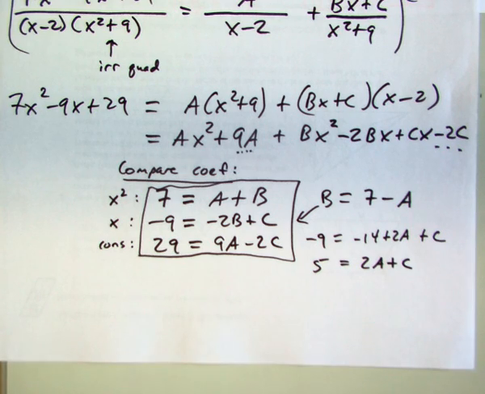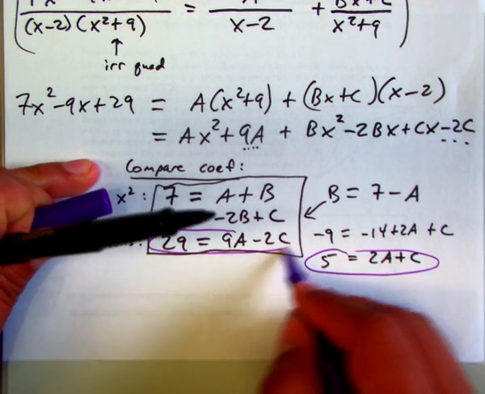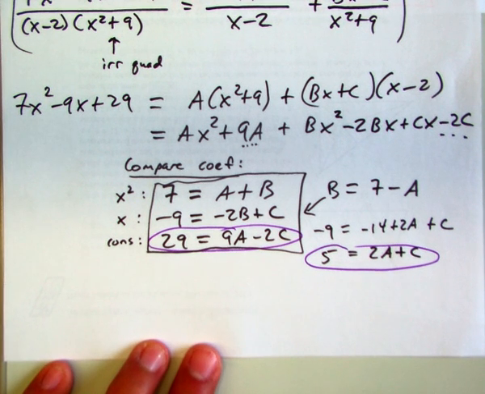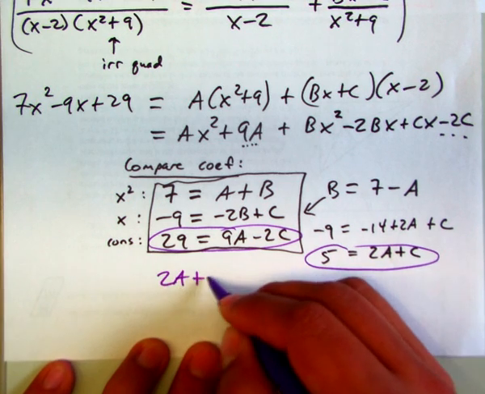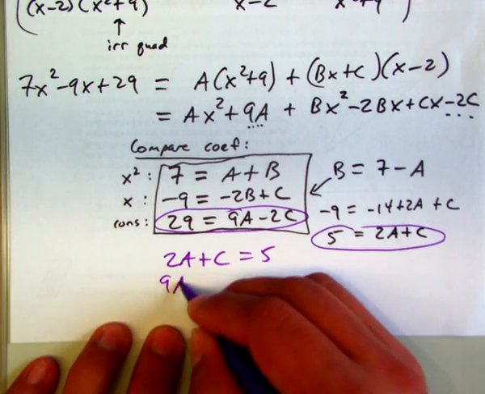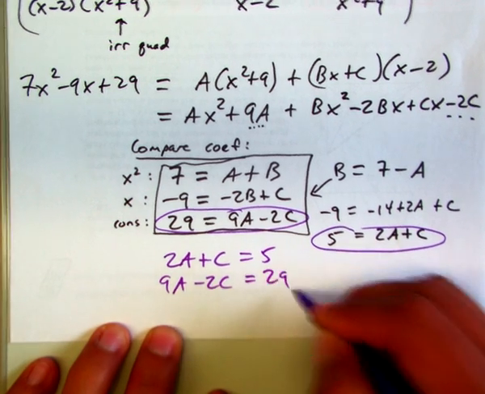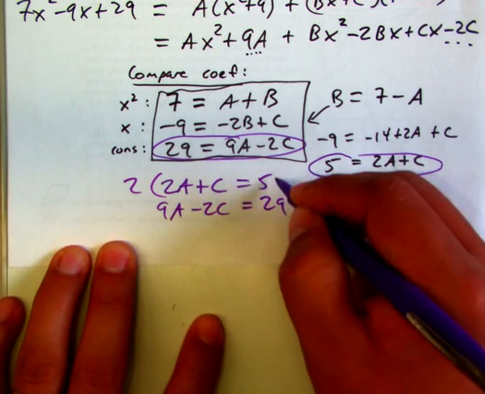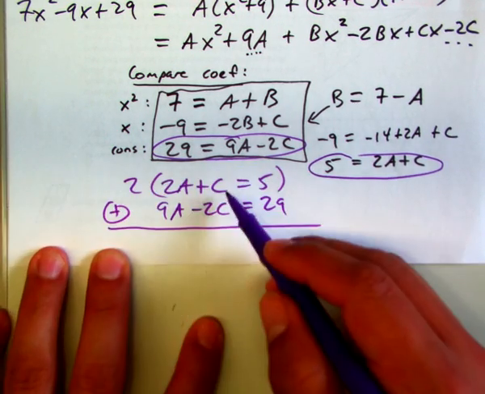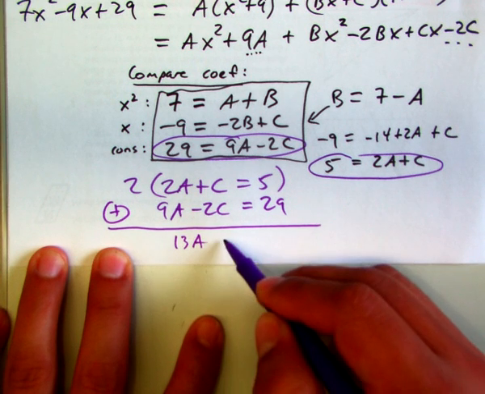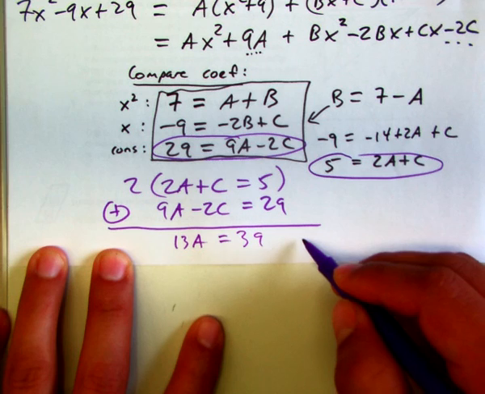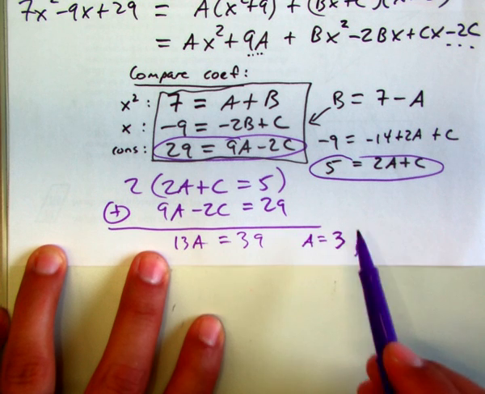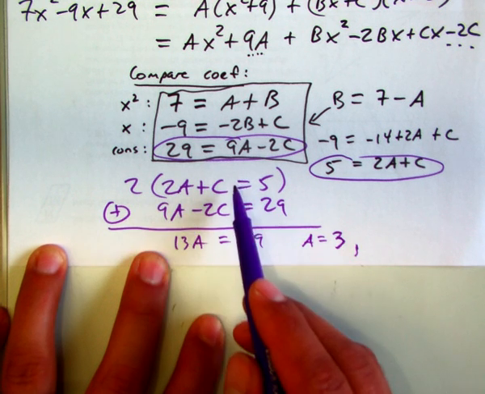And now I have these two equations which only have a's and c's. So I'll solve those first for a and c, and then I can go back and find b. So let me just write those out in the usual format. 2a plus c equals 5. 9a minus 2c equals 29. If you double this equation and then add everything up, the c's cancel. We're going to get 13a, and then 10 plus 29 is 39, so a has to be 3. If you go back, if a is 3, then 2 times 3 is 6, c would have to be negative 1.